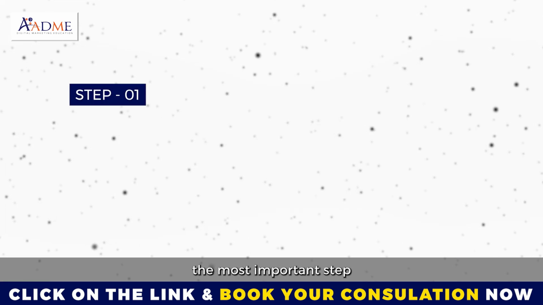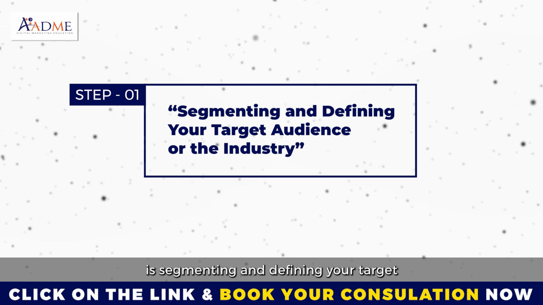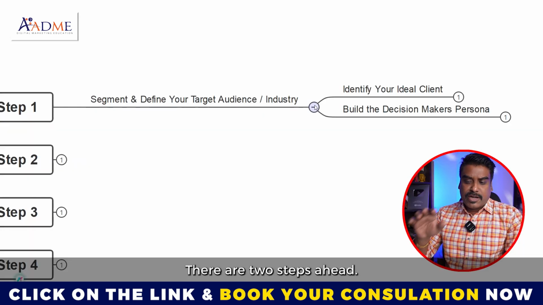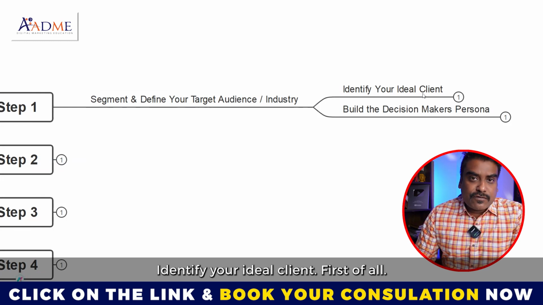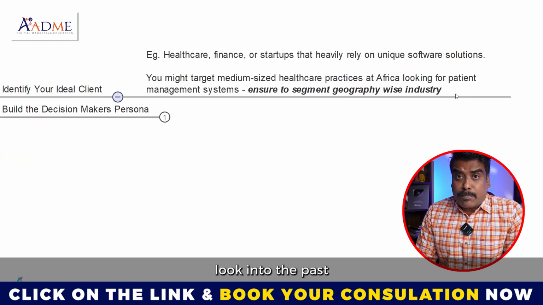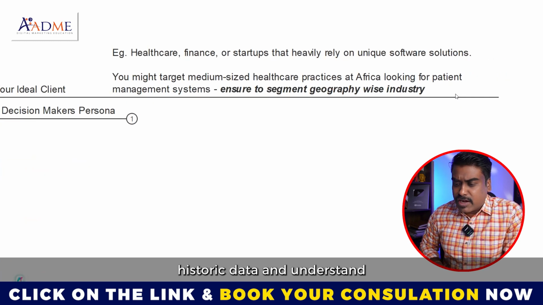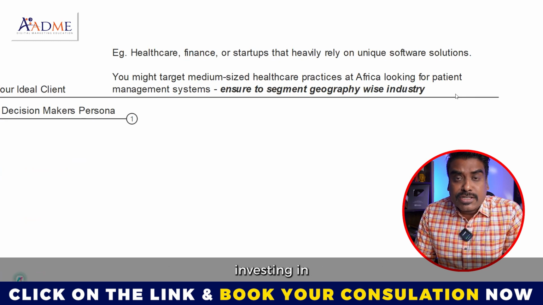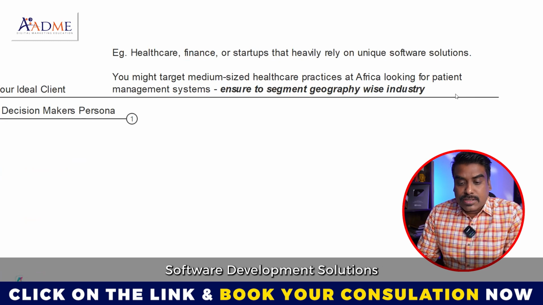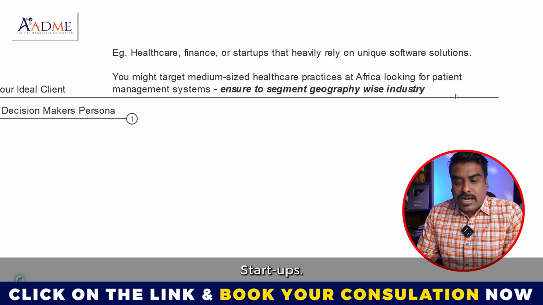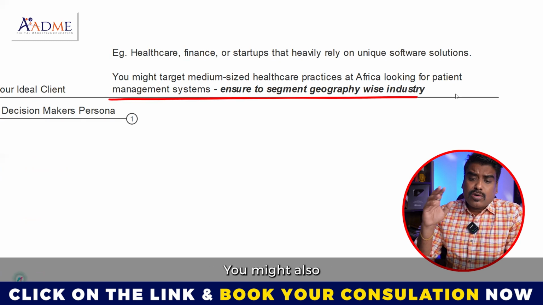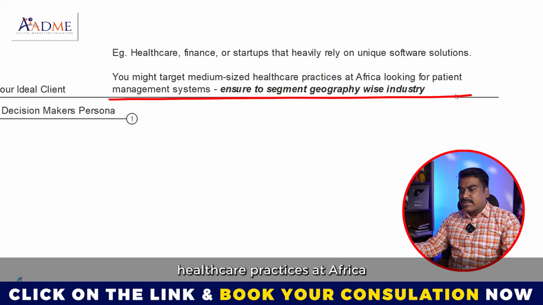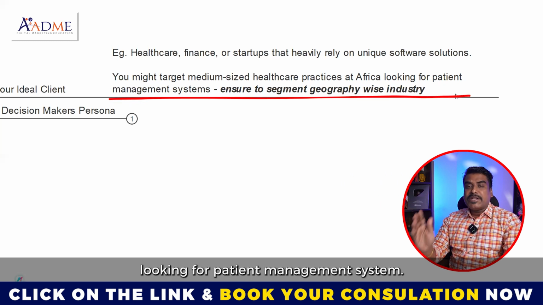Step number 1, the most important step, is segmenting and defining your target audience or the industry. There are 2 steps ahead. Identify your ideal client first of all. Look into the past historic data and understand which industries have invested a lot, that is, are humongously investing in software development solutions, like healthcare, finance, startups. You might also target a very specific segment, such as healthcare practices in Africa looking for a patient management system.